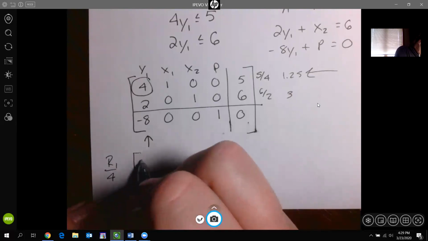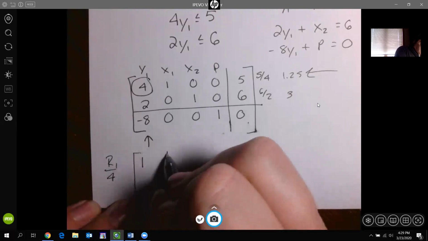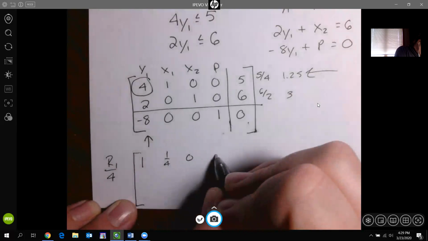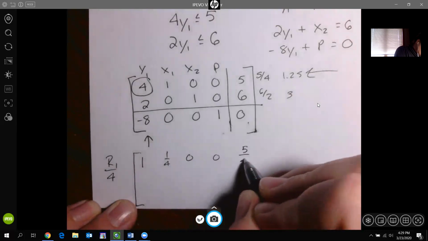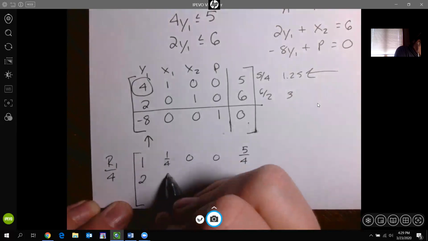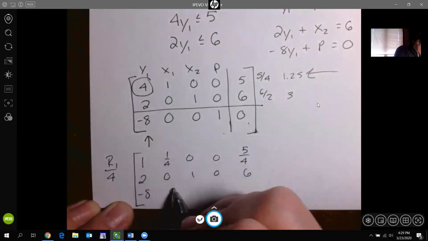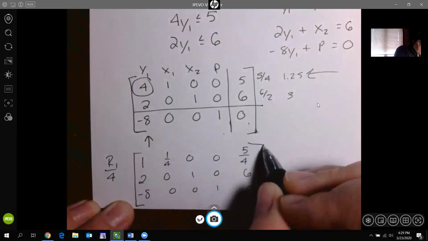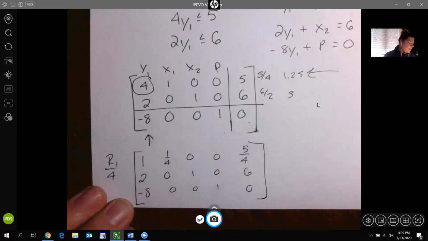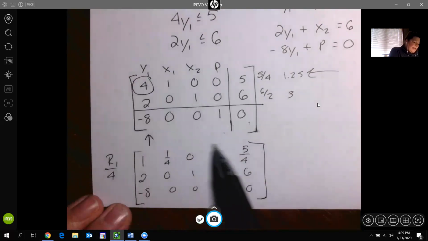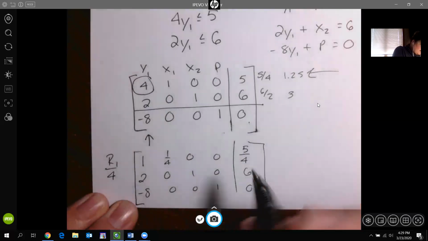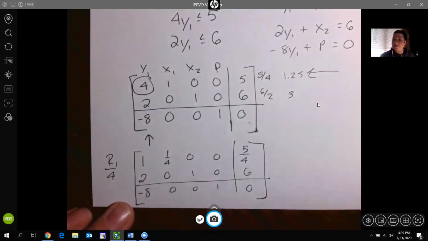So this will become 1/4, 0, 0, and 5/4. Then the next row stays the same, 2, 0, 1, 0, 6. And the bottom is negative 8, 0, 0, 1, 0. Okay, so we're here now, and you could keep writing on what everything stands for if you desire. I kind of write it on the first one and the last one.